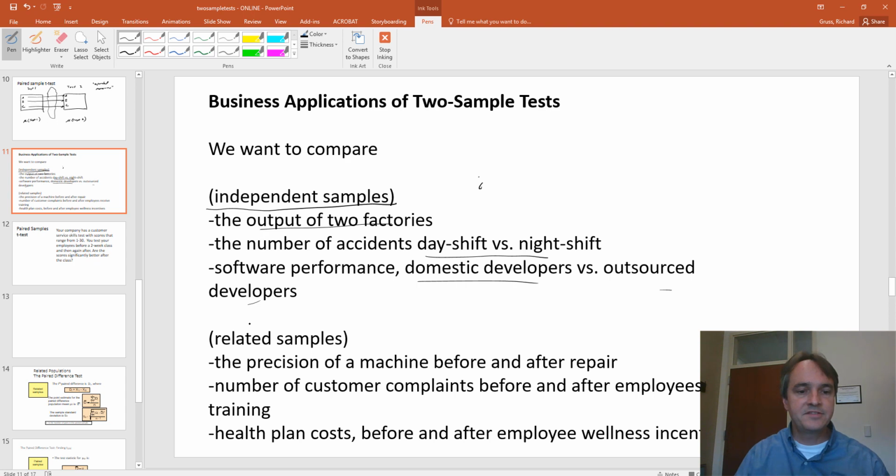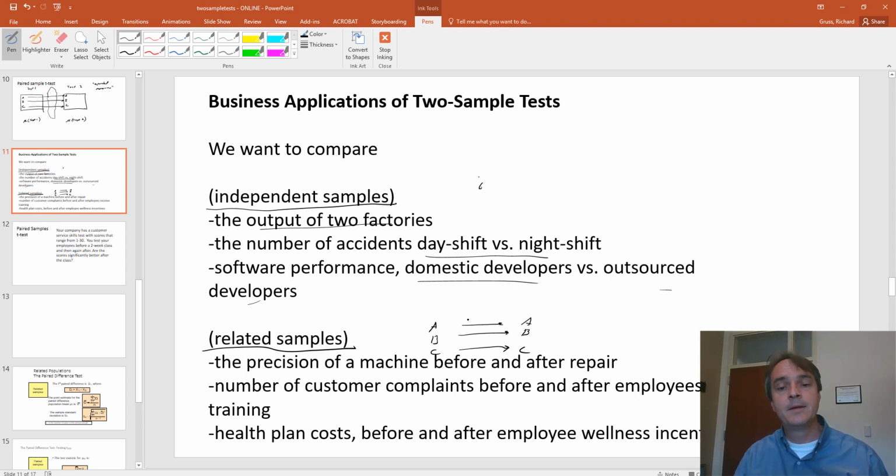But in another case, we have related samples where they are dependent on each other, where we're looking at usually before and after. So the examples that I gave here are the precision of a machine before and after repair. So you have machine A and machine B and machine C, and then you do some kind of tune-up, and you want to be able to track, well, let's go back to our bolt example. So is the machine's ability to conform to the specifications better after we do this repair? Okay, so we have a before and after case there.